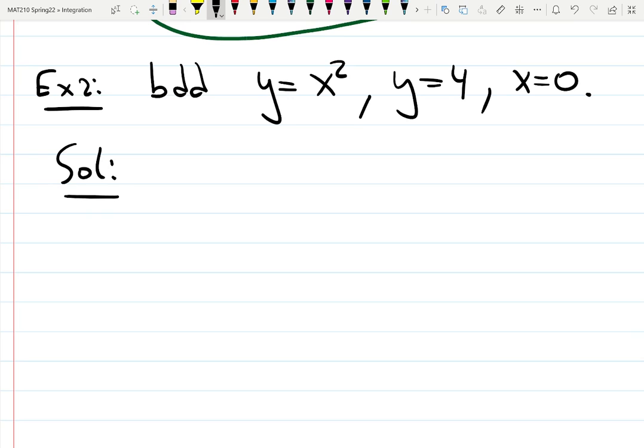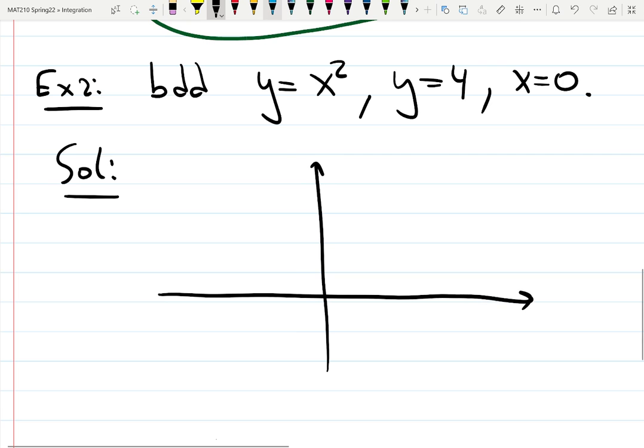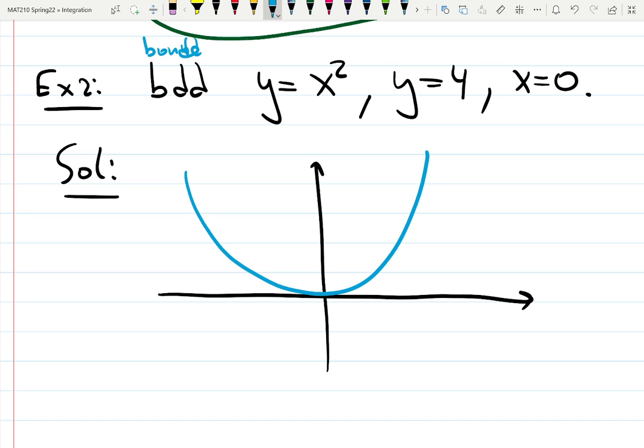Solution. Here it is. So we're not going to give you the graph. Do you know how a parabola looks? Looks like this. BDD means bounded by. So find the area bounded by. I will not put this word on a test, but it's nice in the notes. It's just fast to write it down. Area bounded by.